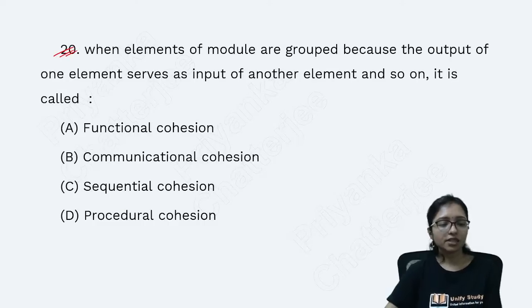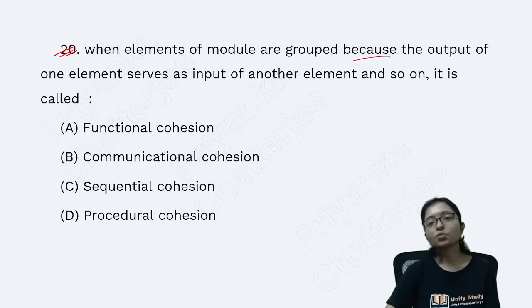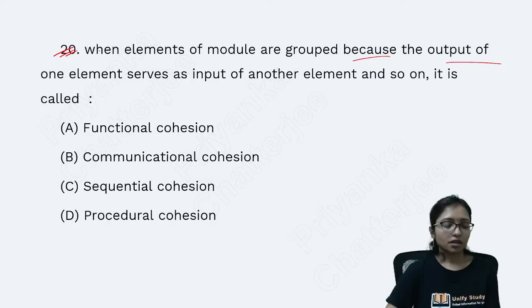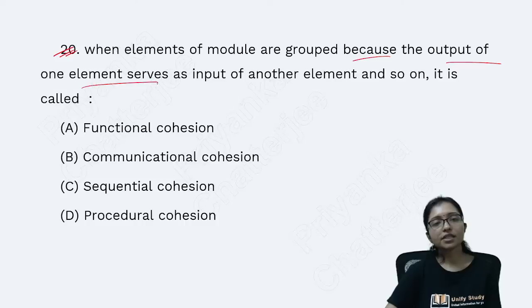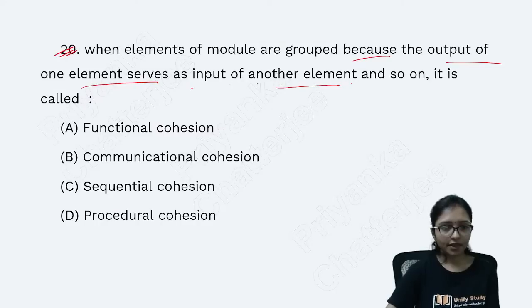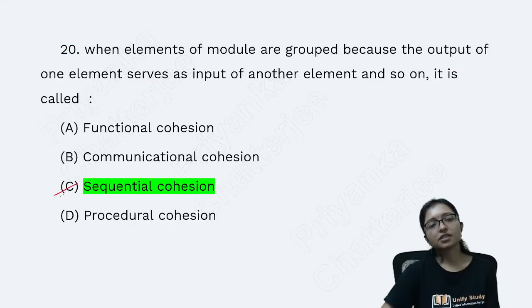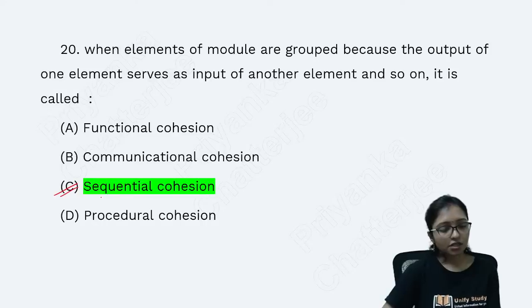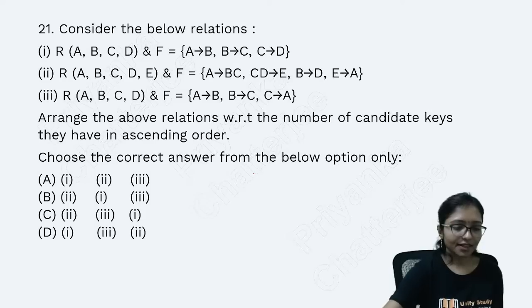Right? Now tell me what is the answer for this one. When elements of a module are grouped because the output of one element serves as the input of another element, and so on. Yes, the answer is sequential. Input of another element, that is sequential cohesion. Yes, right.